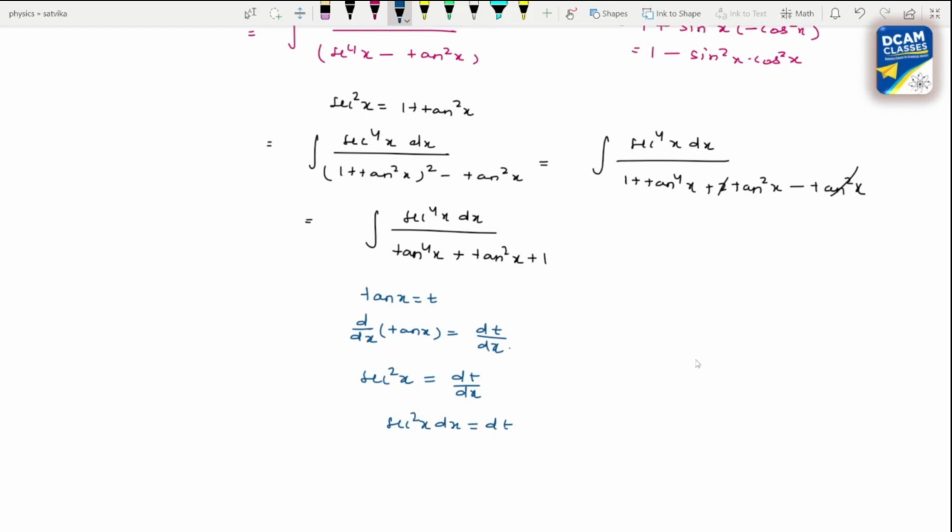So here in the numerator we can write secant square x into secant square x dx will be dt divided by t power 4 plus t square plus 1. Since we also want to convert this whole equation in the form of t only, secant square x I'll write as 1 plus tan square x. So it will become 1 plus t square into dt divided by t power 4 plus t square plus 1.